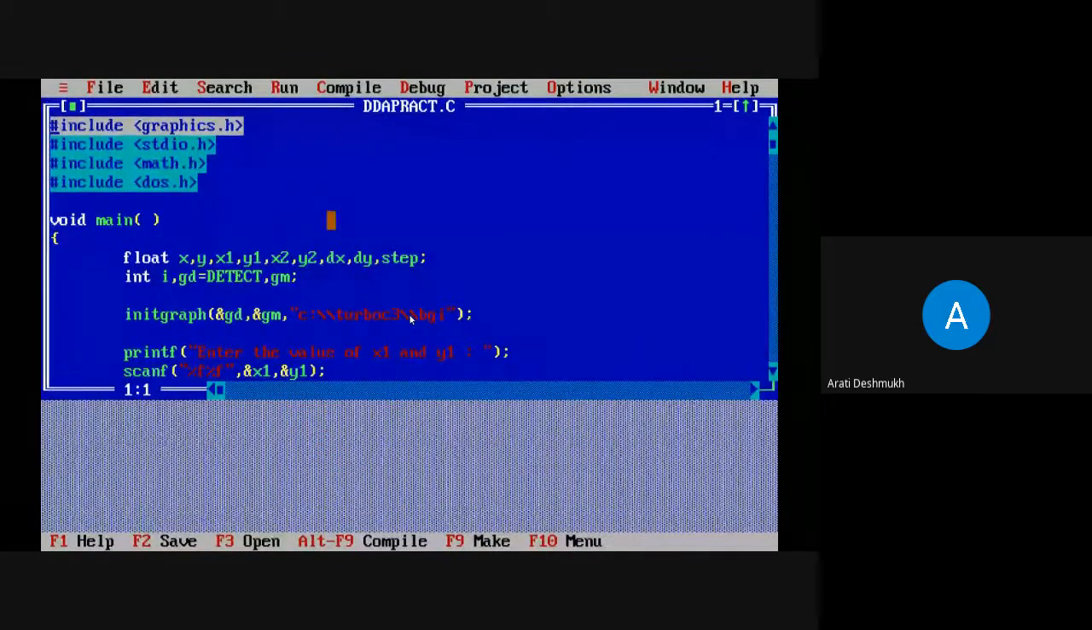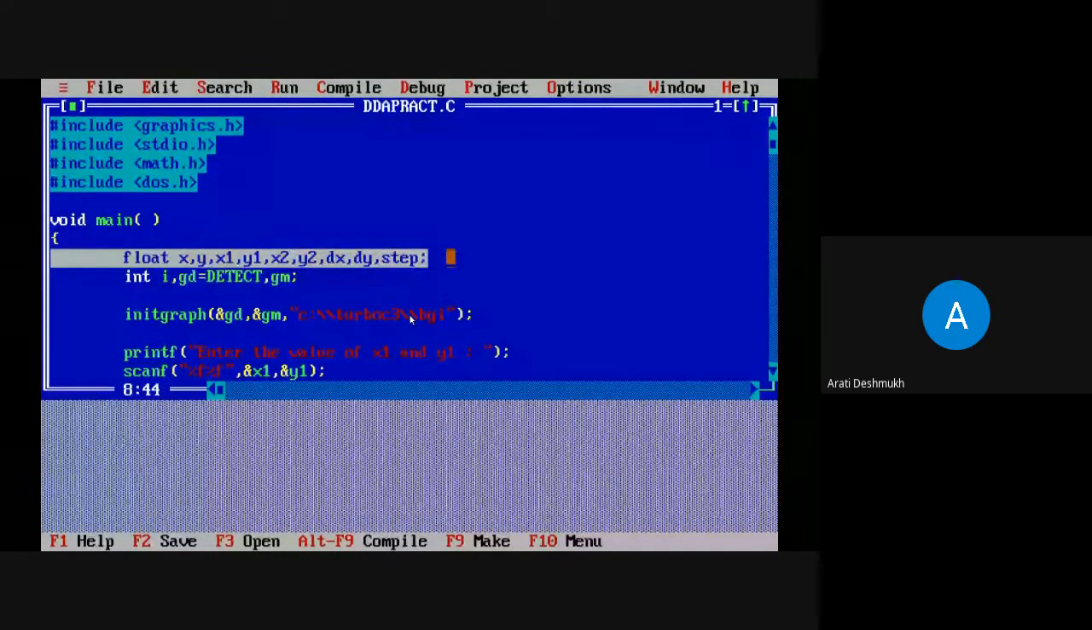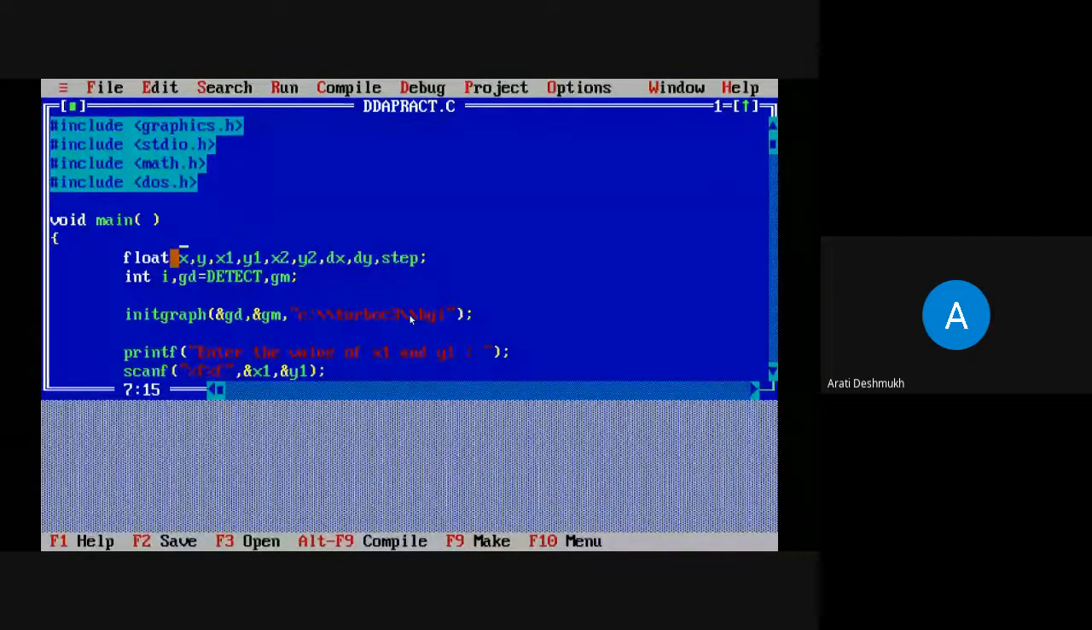Here we are including the graphics.h header file. There is a void main. We are taking these variables x1, y1, x2, y2, dx, dy, and step. For the next point, we have to use two variables, x and y.